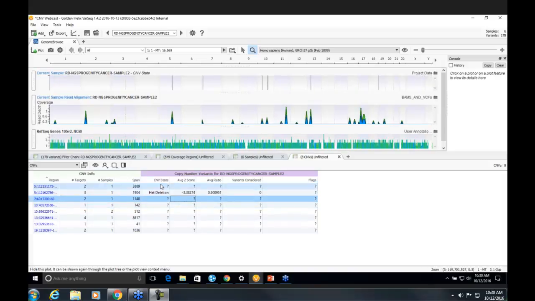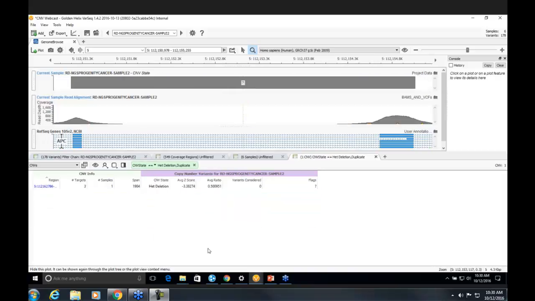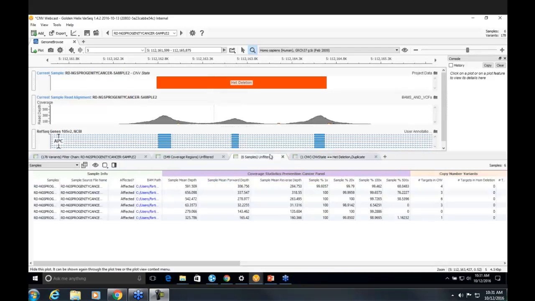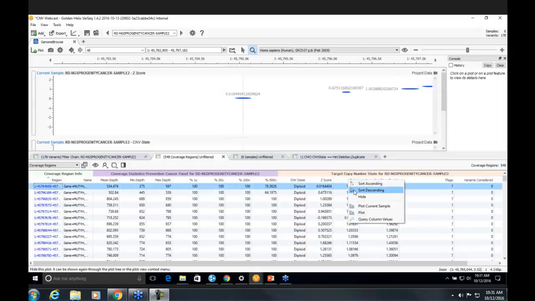We can also filter down to look at only CNVs that actually have a CNV state assigned. We can do that by clicking Query Column Values. And we only want to look at CNVs that were either called as a deletion or as a duplication. So now we can see we have a single CNV call here of a heterozygous deletion. And we can also plot information from our coverage table. So for example, we could go ahead and plot the z-scores. And we could plot our ratios so that we could get an idea about exactly why these were called.